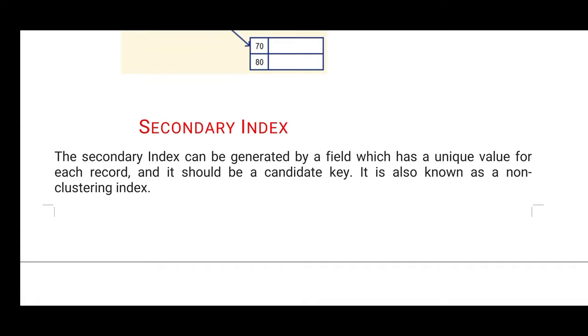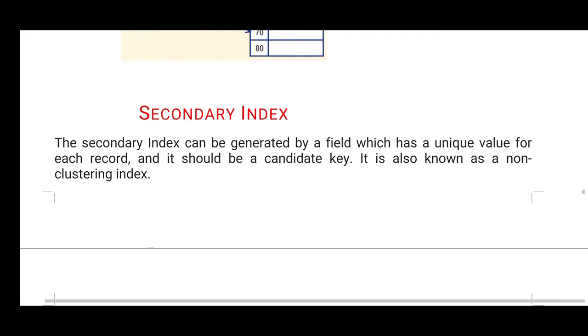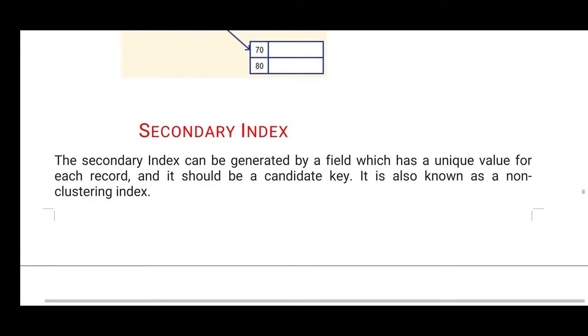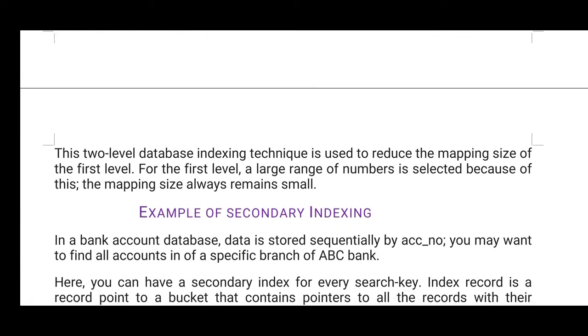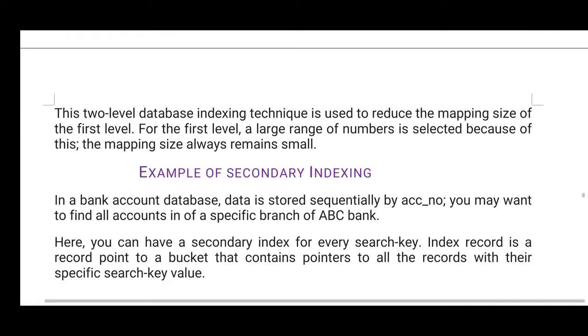The secondary index can be generated by a field which has a unique value for each record. It should be a candidate key, also known as the non-clustering index. In the secondary key, you have a unique value for each record. It should be a candidate key. This two-level database indexing technique is used to reduce the mapping size of the first level.